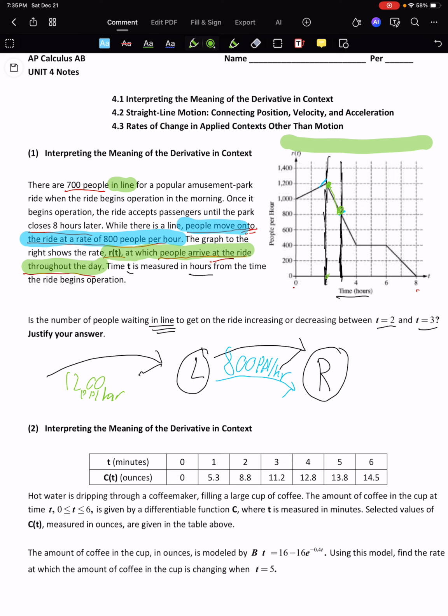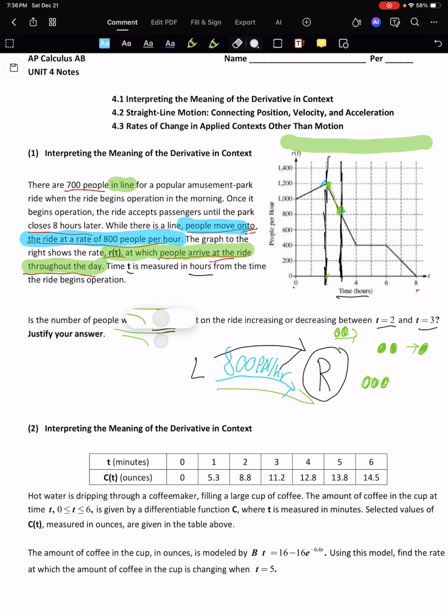Is the number of people waiting in line to get on the ride increasing or decreasing? If 800 people are leaving the line and 1,200 people are getting in the line, that means the line is increasing, right? If you have two people in line, and every hour one person leaves, but every hour two people enter, then your line is going to slowly increase. Then it'll go from 3, then 4. It's slowly increasing at a constant rate, right?